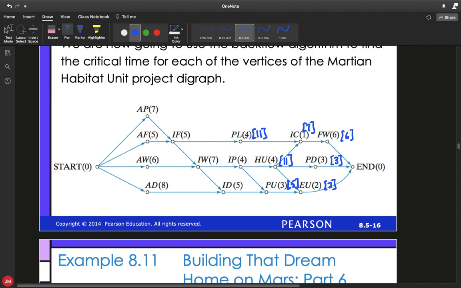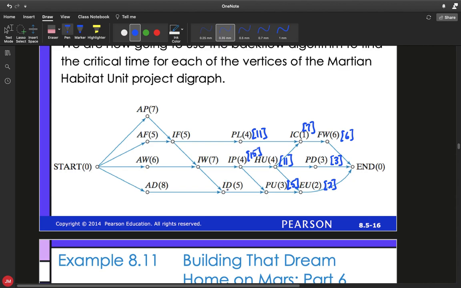So notice that you're adding together the number in the parentheses with the number in the brackets for the one that comes after it. So don't try to add the two parentheses together. Make sure to add what's in the parentheses for the one furthest left with the brackets for the one on the right. So for IP4, as we're looking there, we have two options. IP4 can either go to PU3, which is 5, or HU4, which is 11. We're always going to pick the one which is largest, so in this case, the 11. So 11 plus 4 gives us a critical time of 15 for IP4.